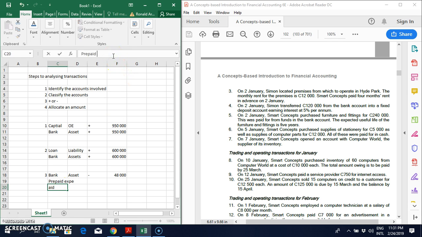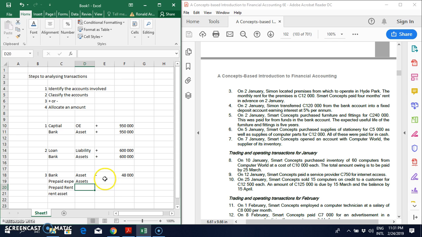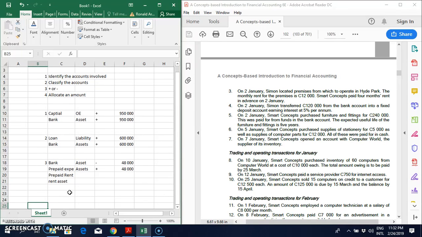Right? So we can call that prepaid rent, or we can call it rent asset. All the same thing. Right? And this would be then classified as an asset to the business. And that would increase with the full amount. So we're increasing with 48,000 Rand. We're increasing our assets.